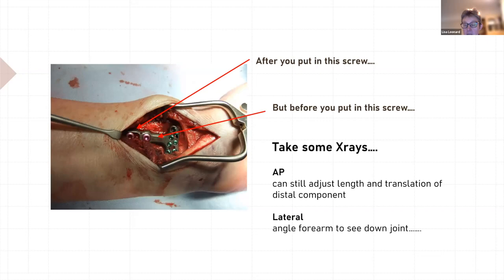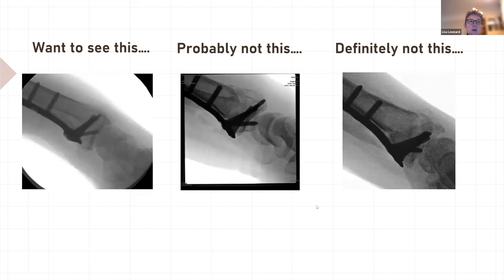And you can also correct the translation. So quite often it's still a touch more radial than you want it to be, and your DRUJ is not congruent. So I tend to put some bone levers in, one on one side, one on the other side. And while my assistant's got the screwdriver ready in the oval hole screw, crank it across, tighten it up, and you can sometimes get a nice little extra bit of correction there that way. So spend a bit of time getting your x-rays.